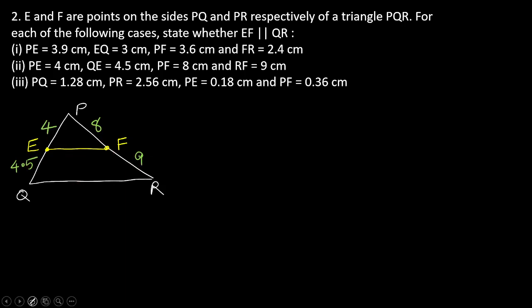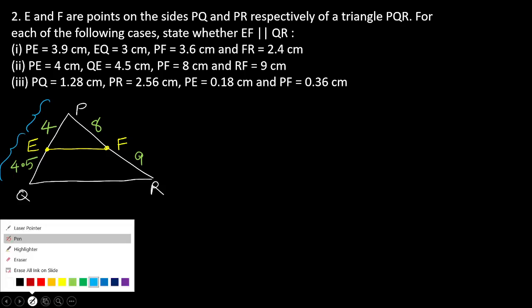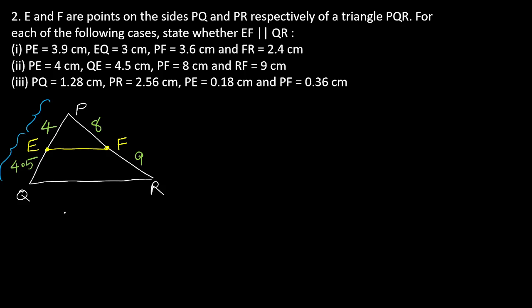So the left side ratio, let me take the ratio in this way. PE divided by QE. Left side ratio 4 by 4.5. The steps are required in the exam. You must write the steps. The left side ratio means PE by EQ.